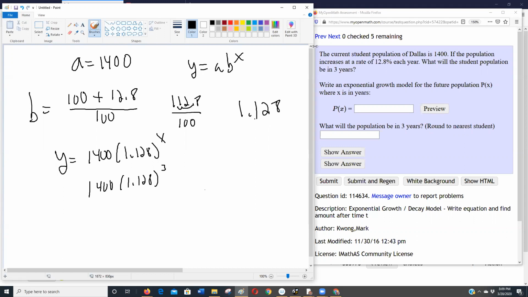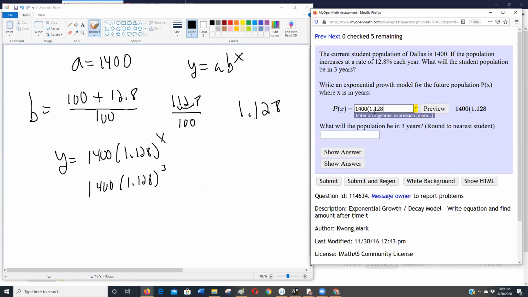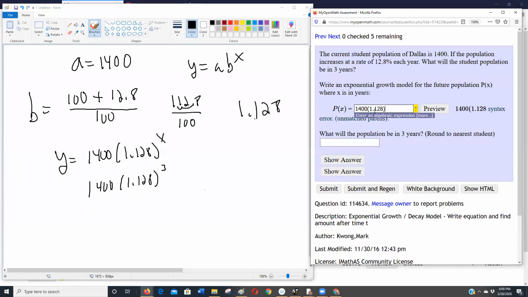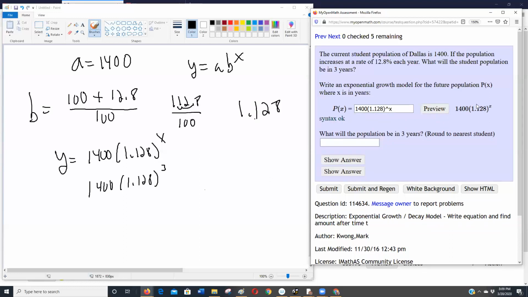So let's see if I got this right. An exponential growth model is going to be, let's see, I've got a P of x, so I don't have to write y equals. So 1400 times 1.128 raised to the x. Okay, I like the way it looks.